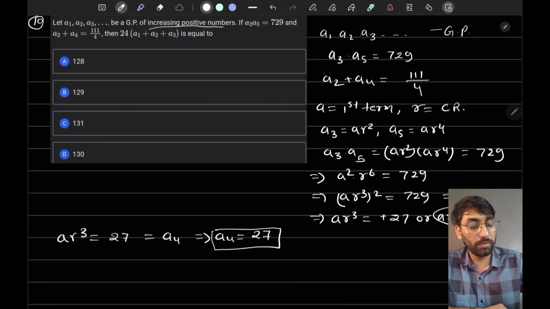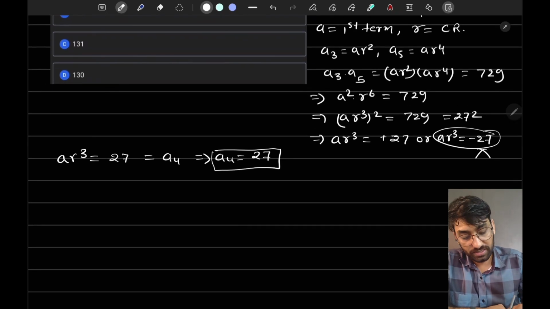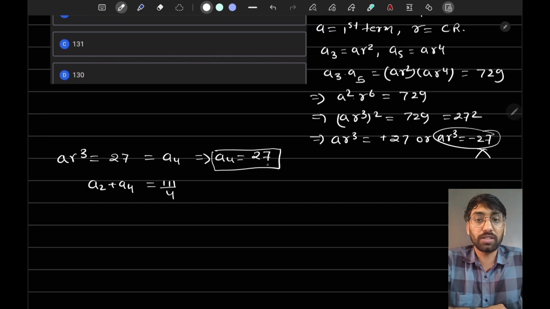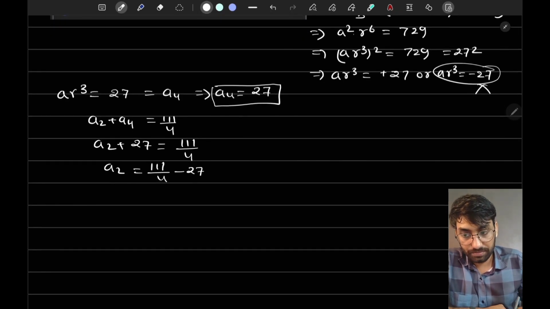Now another information they have given is what? a2 plus a4 is equal to 111 by 4. So a4 value now only we have calculated, that is nothing but 27. So let's substitute over here. So what will I get? I will get a2 plus 27 equal to 111 by 4. It means a2 equal to 111 by 4 minus 27. Okay, so that is nothing but what? a2 equal to 111 minus 27 into 4 over 4, which is equal to what?